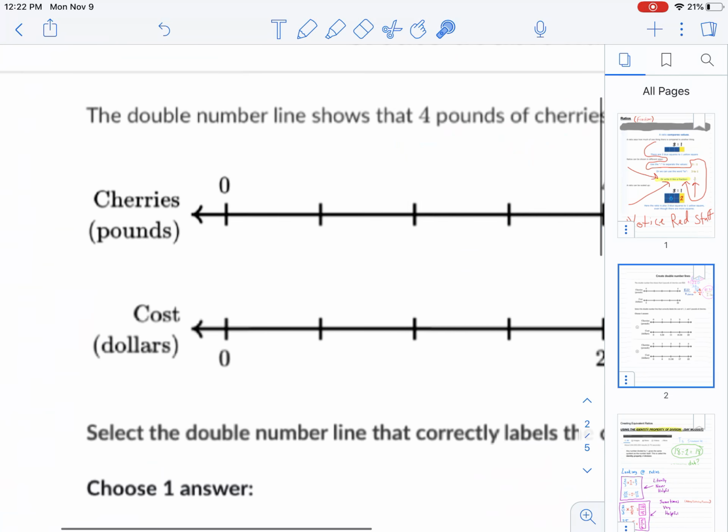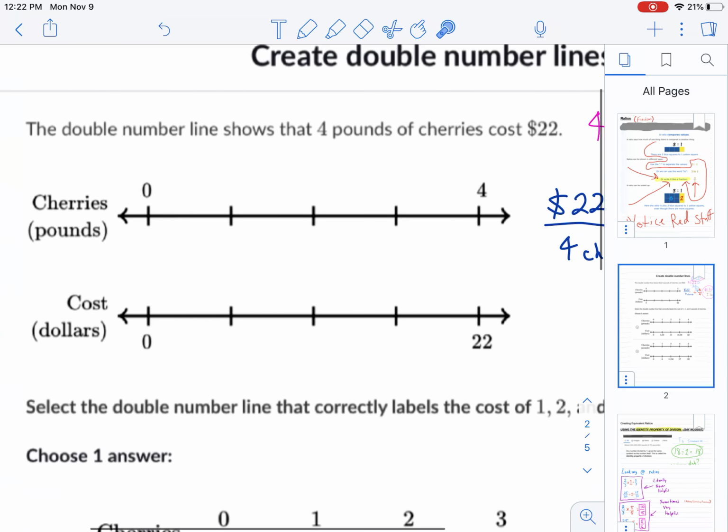So here, your double number line. Okay, it's not the way to do it, but is a way to do it. Okay, 4 pounds of cherries, $22. So here's your number line. Notice that they have the same amount. So they're increasing, but one of them gets to 4, the other one gets to 22, so they have to be increasing at different rates. They are the same problem, but they're different rates. So how on earth are we going to figure that out?